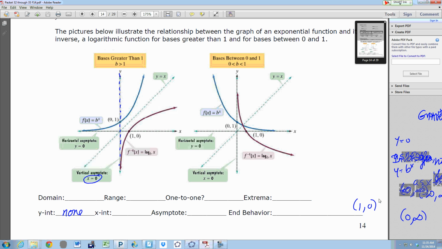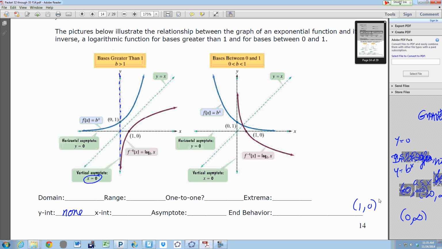So here's our exponential function b to the x when b is bigger than 1, that's a growth function. Here's our exponential function when b is between 0 and 1, that's our decay function. And then if we reflect each of those functions over the line y equals x, we get our logarithmic function, which is its inverse. So let's see what we notice about these things.